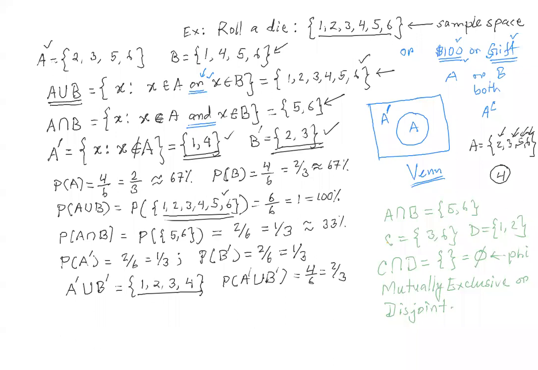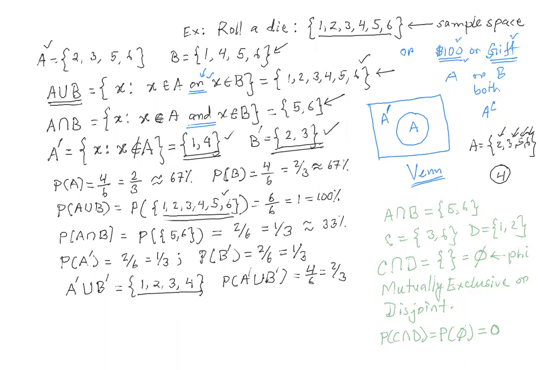Now, remember, probability of C intersection D is the same as the probability of the empty set. What is the probability of the empty set from the characteristic of probability function? By definition, the probability of the empty set is 0.